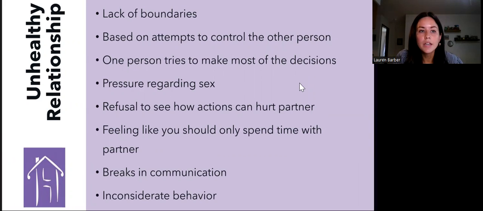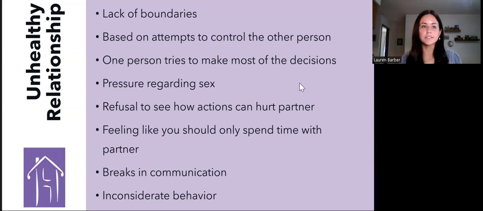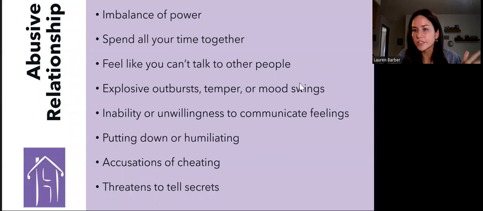So then we have unhealthy relationships. This list gives a picture of behaviors that exist in an unhealthy relationship. So, for example, there aren't as clear boundaries as there are in a healthy relationship. The dynamic is about control and power. There's a lot of insecurity and maybe jealous feelings, and it's more about power and control than love and respect. And let's move on to an abusive relationship.